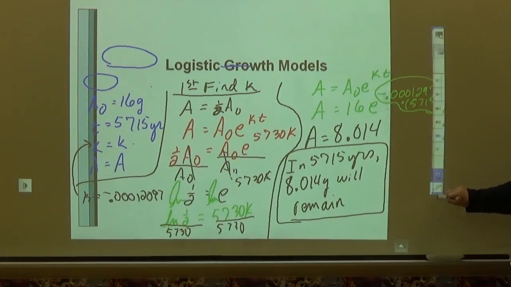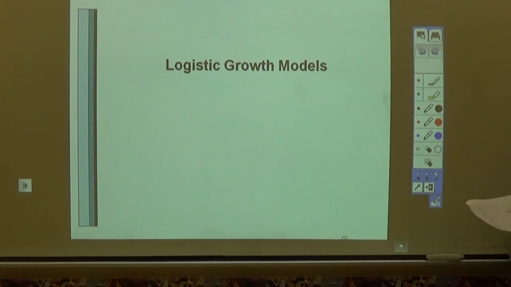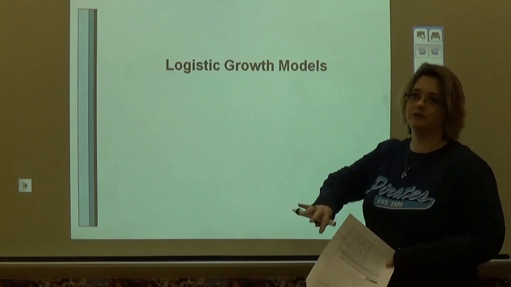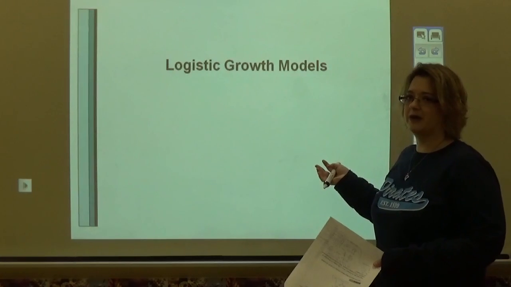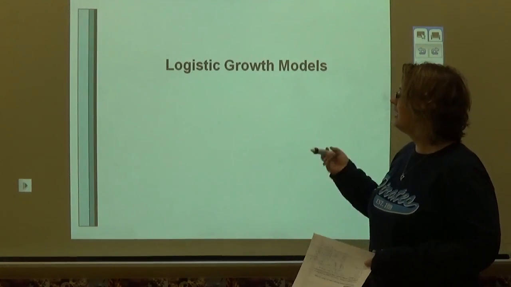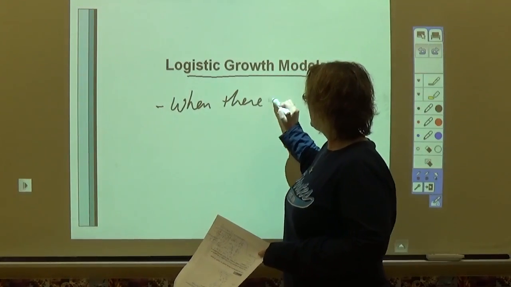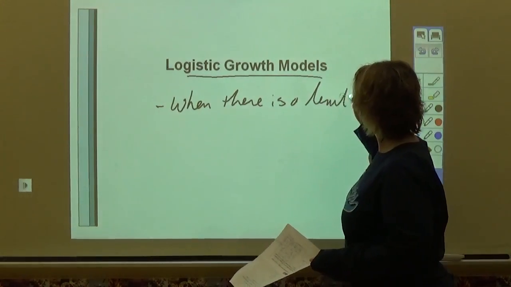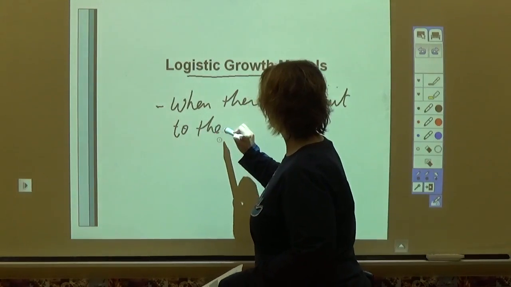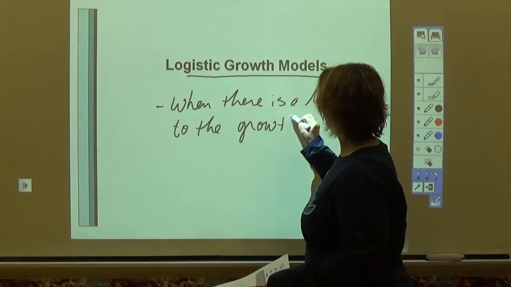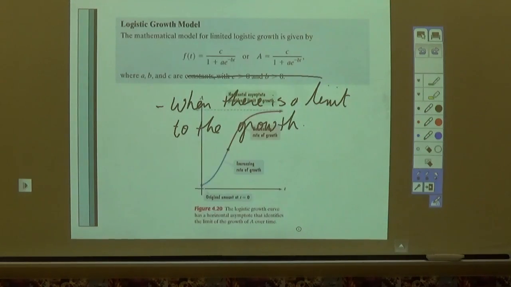Logistic growth models are next. What logistic growth models are for is when you know that there's an exponential pattern, but there's a limit to the exponential pattern. Some things just can't possibly go on forever. And that's what this is for. Logistic growth models are when there is a limit to the growth.